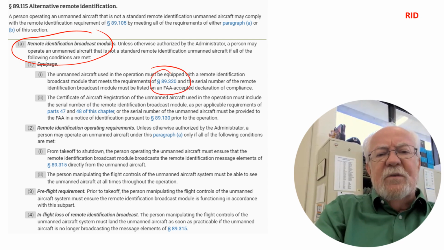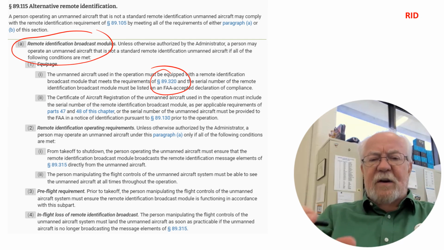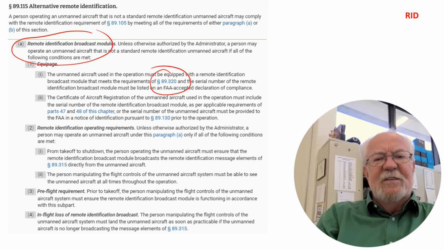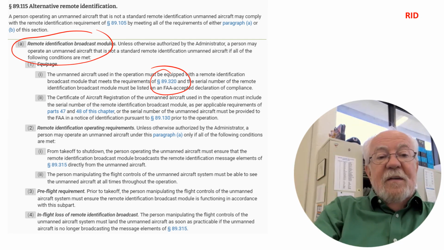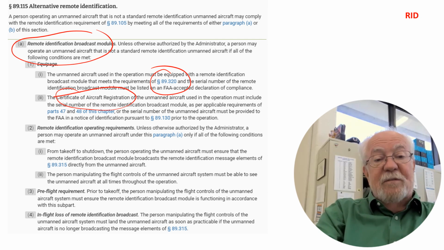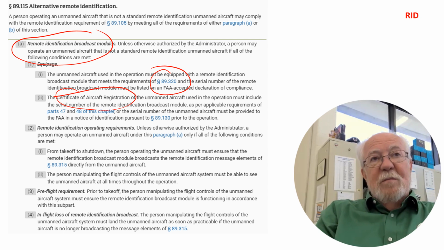Anyway, 89.320 is just what all the different elements are. There's a bunch of elements, but you don't really need to know that. Just that basically it's telling you where the drone is and where you are. Certificate of aircraft registration, same stipulation, except that since the module is not part of the drone, the drone manufacturer doesn't give that.